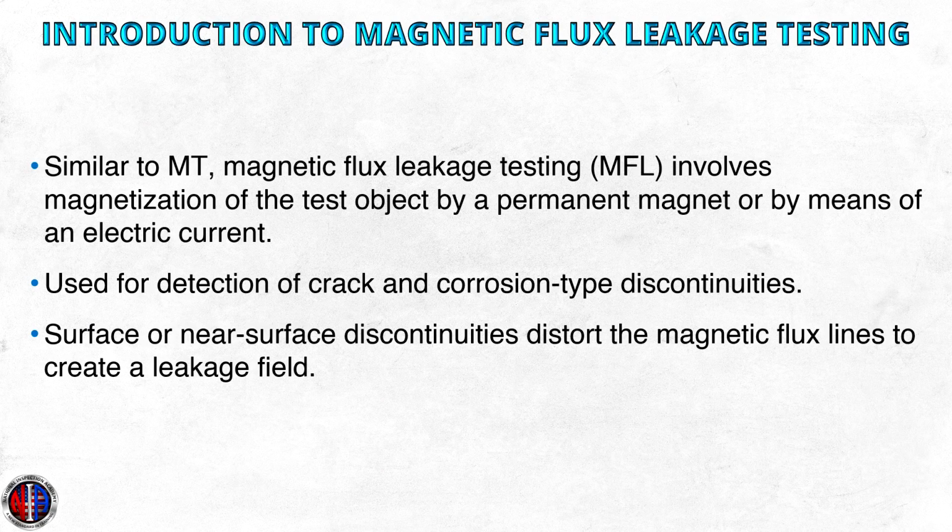Similar to magnetic particle testing, the magnetic flux leakage testing method, abbreviated MFL, involves magnetization of the test object by a permanent magnet or by means of an electrical current to seek out crack and corrosion-type discontinuities. Surface or near-surface discontinuities distort the magnetic flux lines to create a leakage field around the discontinuity.